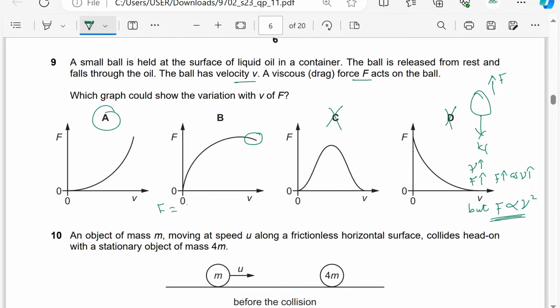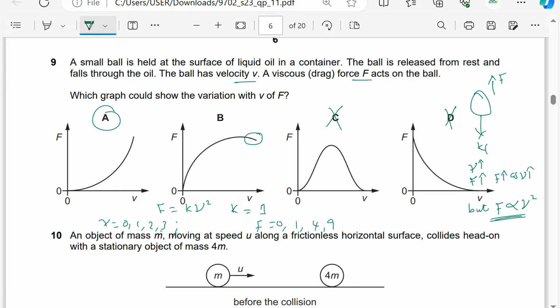Let's say F is equal to k times v squared, and let's say k is a constant, which is 1. Let's just make k to be 1. Suppose we put in v equals 0, 1, 2, and 3, what are the corresponding values of F? I will stop at 3. When v is 0, F is 0. But when v is 1, F is 1. And when v is 2, F becomes 4. When v is 3, F becomes 9.